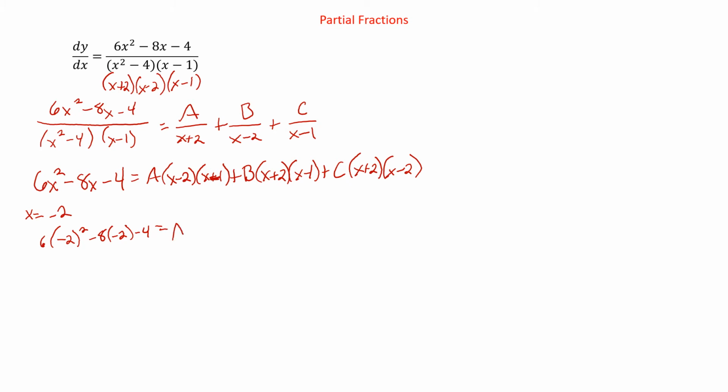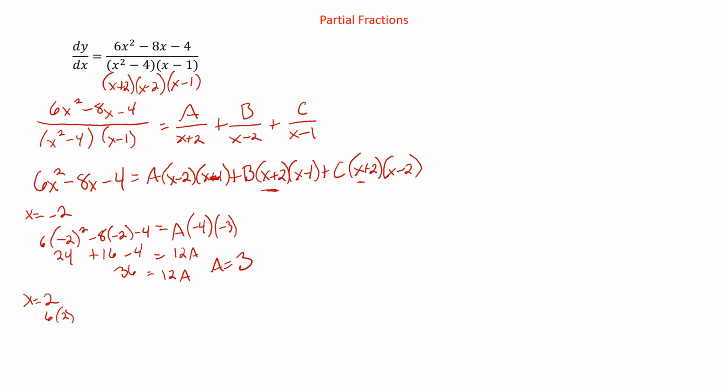equals a times negative 2 minus 2, which is negative 4, times negative 2 minus 1, which is negative 3. And then plus b, we're going to have negative 2 plus 2, that's 0. So b is going to be 0. And c, we're going to have negative 2 plus 2, so c is going to be 0. So we only have to worry about a here. So the other side, negative 2 squared is 4 times 6 is 24, plus 16 minus 4 is going to equal 12a. 24 plus 16 minus 4 is going to be 36 equals 12a, so a equals 3.